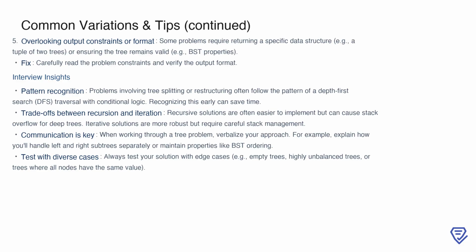Communication also plays a crucial role during interviews. Clearly explain your approach, such as how you'll handle the left and right subtrees or maintain the BST properties. Lastly, always test your solution with diverse cases, including edge cases like empty trees, highly unbalanced trees, or even trees where all nodes have the same value. This ensures your solution is robust and performs well across various scenarios.